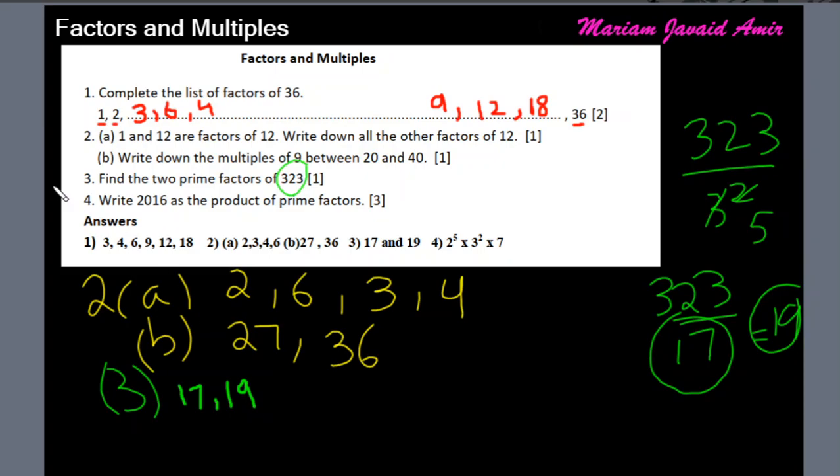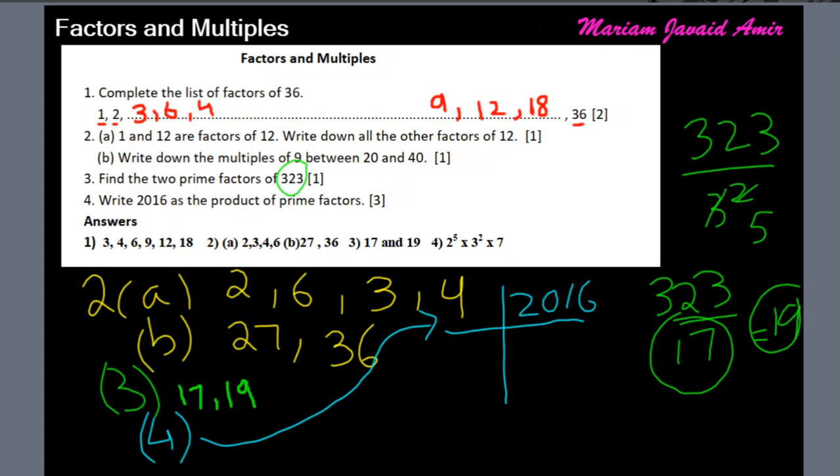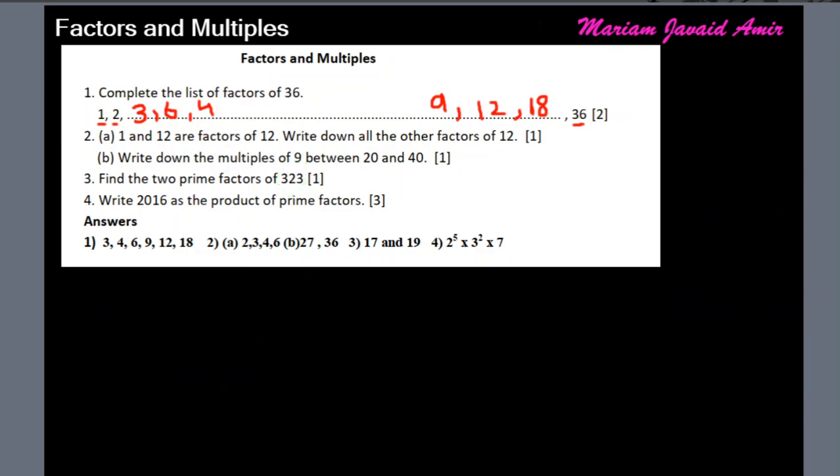Question 4, write 2016 as a product of prime factors. For that, I'll simply start dividing this. Let's start with 2. In fact, I think I need to clear space. Okay, so let's do question 4 here. We have to factorize this using prime numbers.